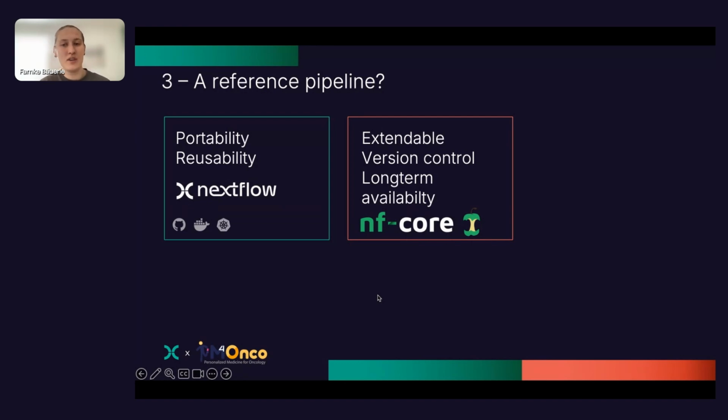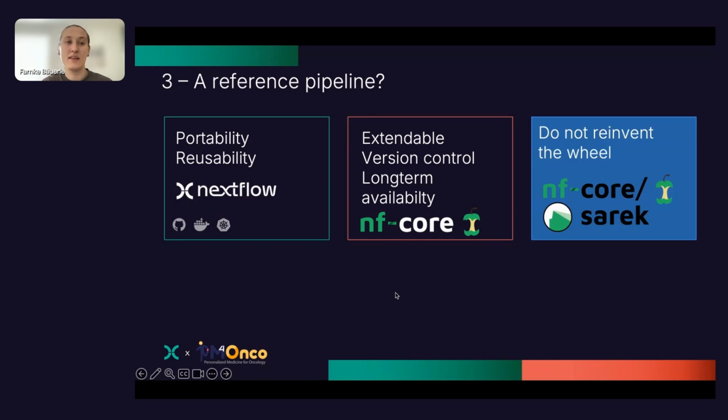And then we also didn't want to reinvent the wheel. Variant calling is something that has been around for quite some time now. So we decided to utilize the existing variant calling pipeline, which is the nf-core Sarek pipeline, where you can see the nice logo here.